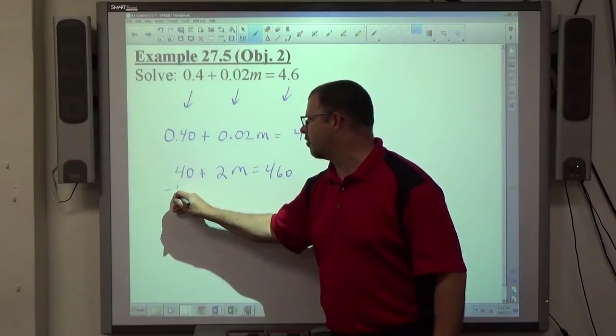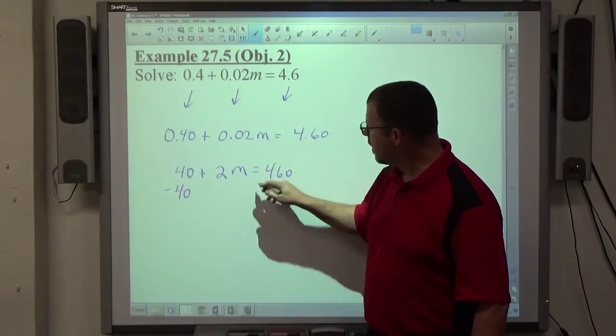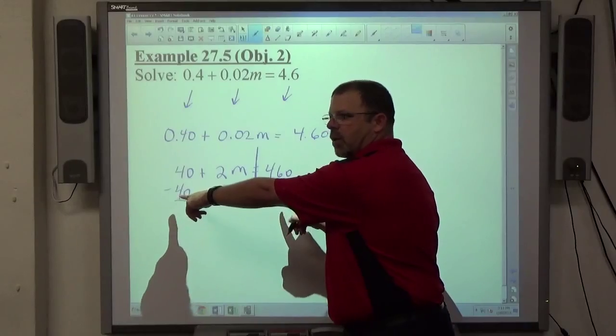We always undo the addition or subtraction first. So 40 minus 40 on that side, minus 40 on this side. The requirement is that I subtract the same amount from both sides. You can see I subtracted 40 from both sides.